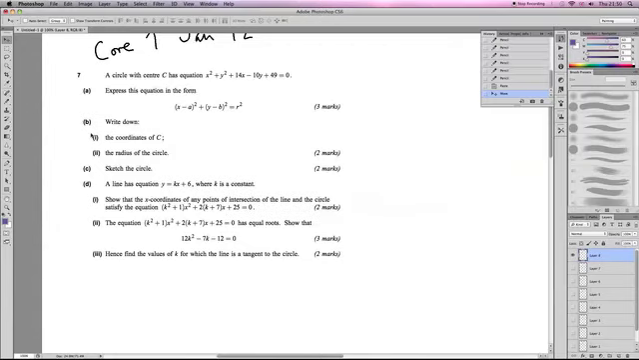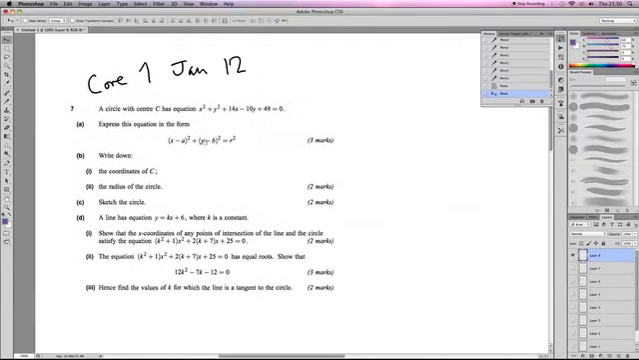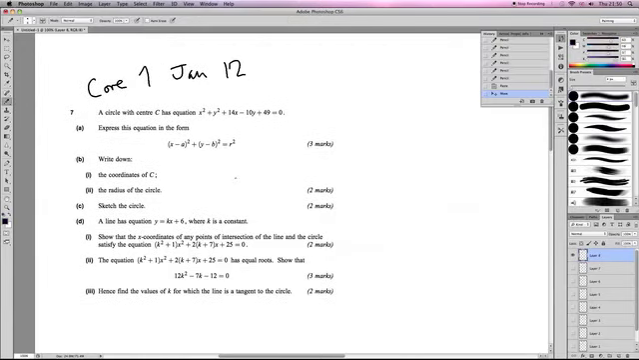To the last question of Jan 2012 Core 1. The last question is circles. I'm going to go straight into it. So I've got to express this equation given that this is the circle equation.